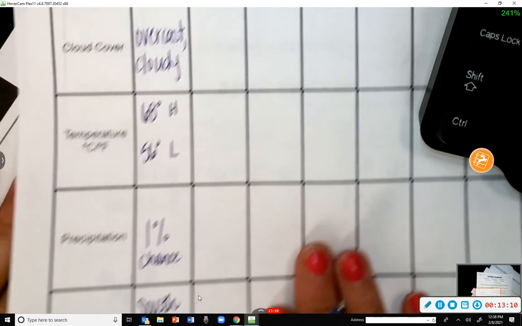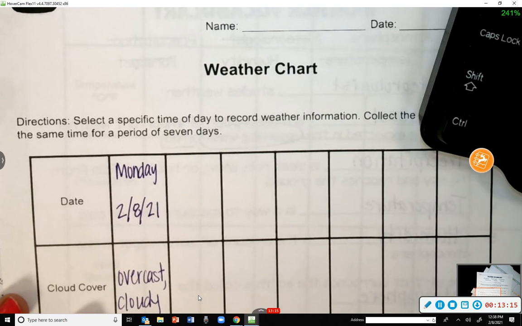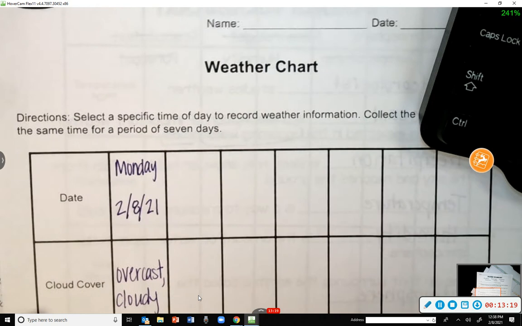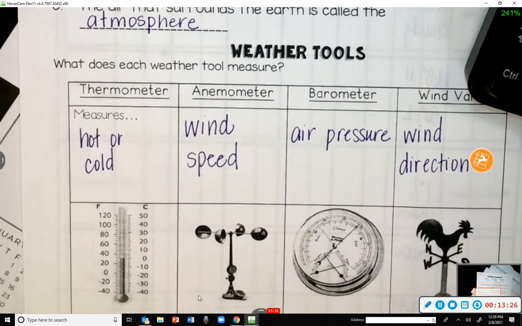This is something you need to keep track of all week long, so where should we keep it? We should keep it in our work in progress. Do not take this home. We're going to fill it in every day of the week and notice any patterns, because is that what a meteorologist does? Yes. Track. They track weather so they can find patterns. That's how they give us a forecast. If they're not tracking the weather over a long period of time, they're not probably going to be able to give us a very good forecast of what can be expected.